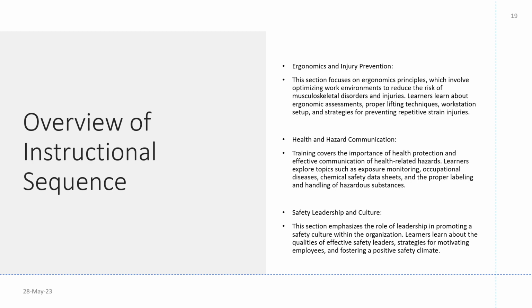Ergonomics and injury prevention. This section focuses on ergonomic principles, which involve optimizing the work environment to reduce the risk of musculoskeletal disorders and injuries. Health hazards and communication: training covers the importance of health protection and effective communication of health-related hazards. Learners can explore topics such as exposure monitoring, occupational disease, chemical safety data sheets, and the proper labeling and handling of hazardous substances.